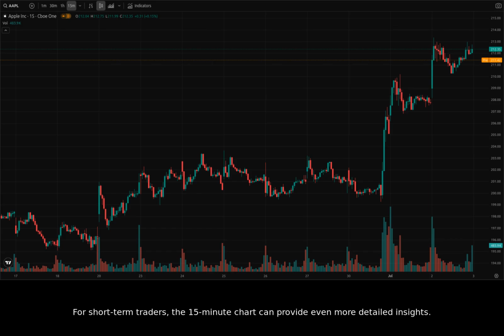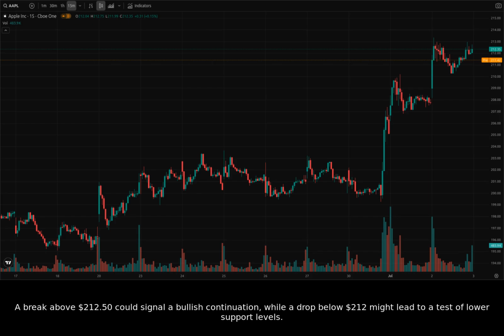For short-term traders, the 15-minute chart can provide even more detailed insights. Switching to the 15-minute chart, we can identify some key intraday levels. We see the current consolidation around $212.40. A break above $212.50 could signal a bullish continuation, while a drop below $212 might lead to a test of lower support levels.